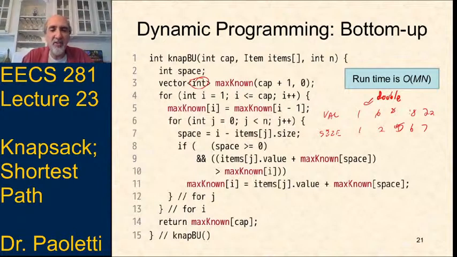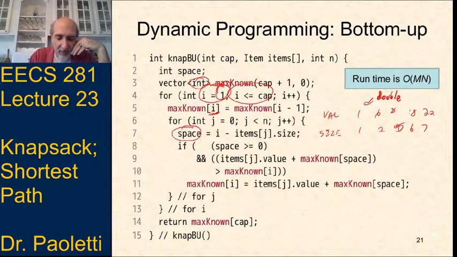But what happens if the sizes were doubles? Remember, I is a capacity, and I'm subscripting by I. What if the remaining capacity, the space remaining that I have to look up, isn't an integer? I started out with a knapsack of size 12, but now I picked an item of size 2.3427, and now my remaining capacity isn't an integer anymore.